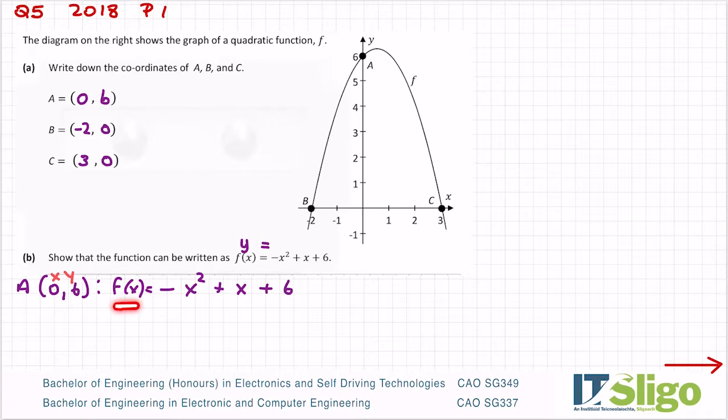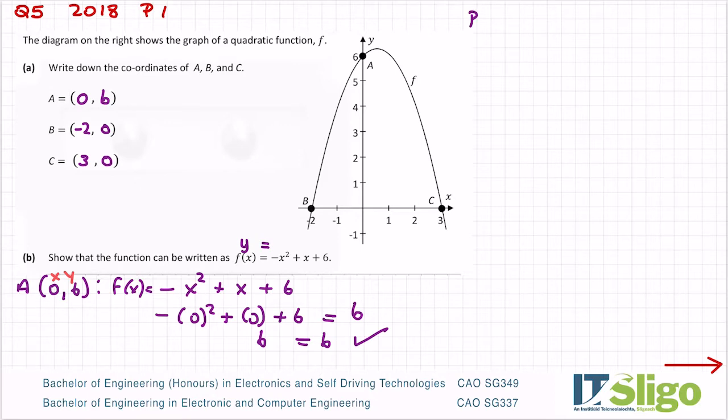Whether I put 6 equals the function or the function equals 6, it doesn't matter, it's the same thing. And then I'm going to sub in 0 for my x. So it'll be -0 squared plus 0 plus 6. And I have to show that that's equal to my y coordinate, which is 6. So 6 is indeed equal to 6, so that point works.